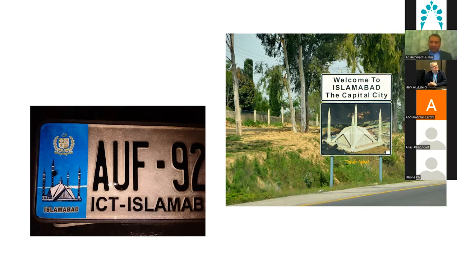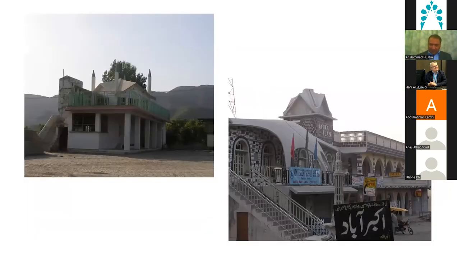the number. And in the right picture, this board is on the main motorway, which is coming from Lahore and going to Peshawar. Just when it reaches the interchange which leads you to Islamabad, this is the board, which says, "Welcome to Islamabad, the capital city." And the Faisal Mosque is there because Faisal Mosque represents Islamabad now. Next, please.